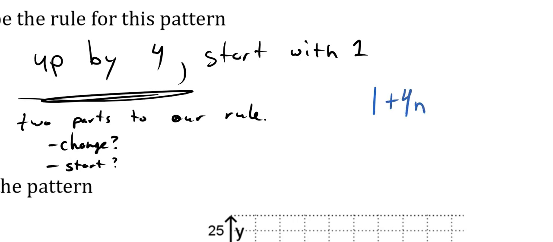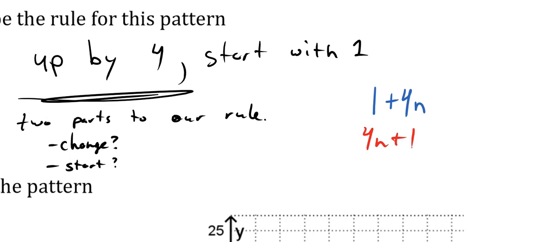There's 2 parts to the rule. And there always will be for linear relations, which is primarily what we do in grade 9. What's the change? And where does it start? So whenever you're asked anything to do with a linear relationship, you can start thinking about that. Well, what is the change and where does it start? How do I figure out what the change is? How do I figure out where it starts? Like, it all can boil back down to those 2 questions.